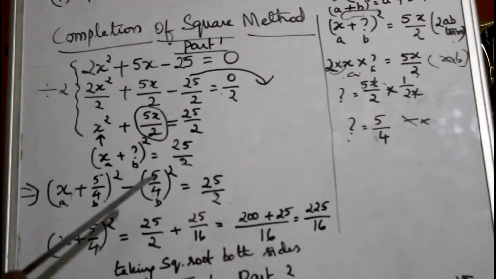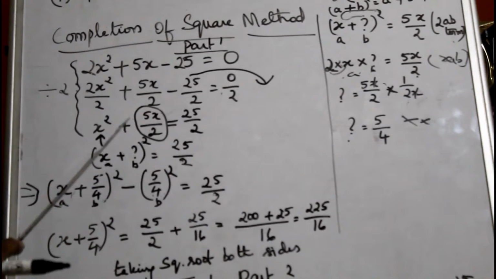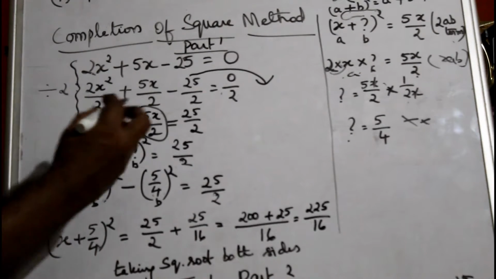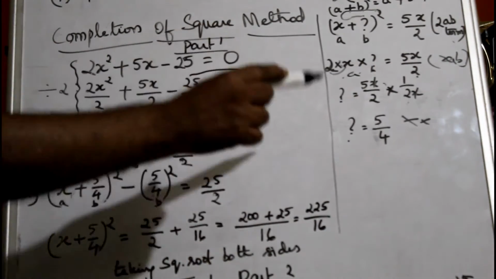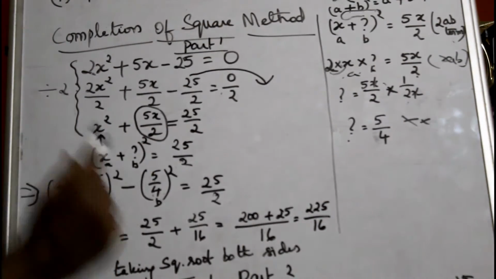So this question mark, finding. This term is nothing but the 2ab term. This term is nothing but, we wrote here, the 2ab term. So that you must find here. The question mark is nothing but 5 by 4, you put here.